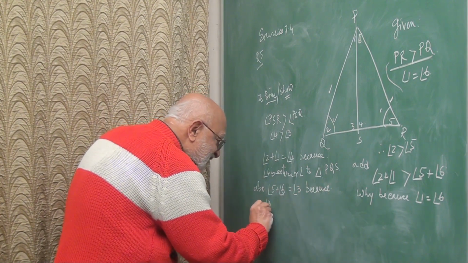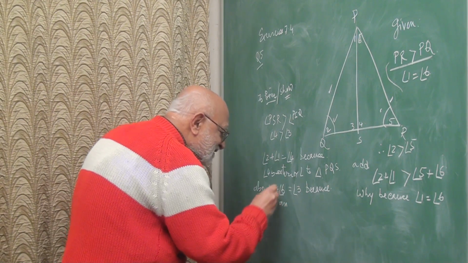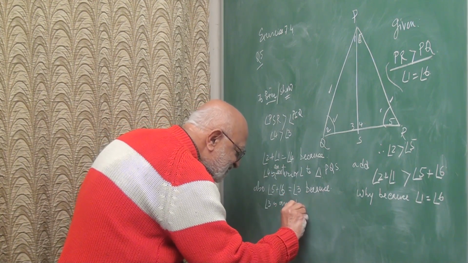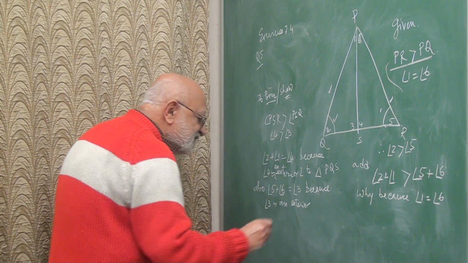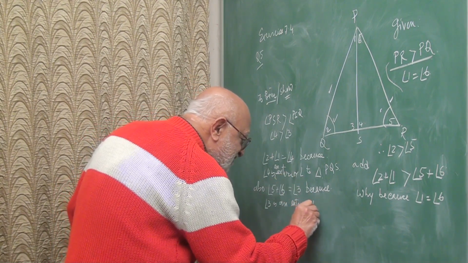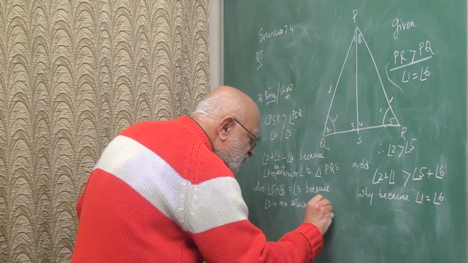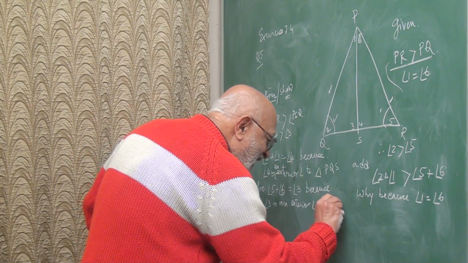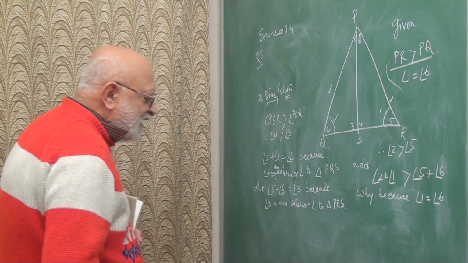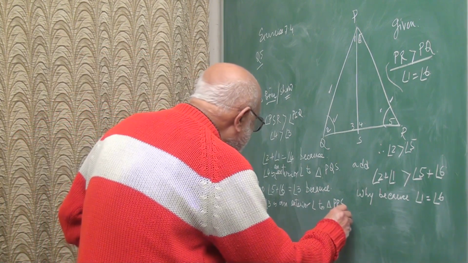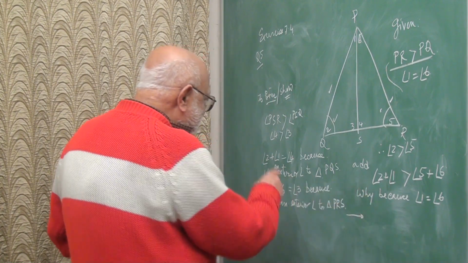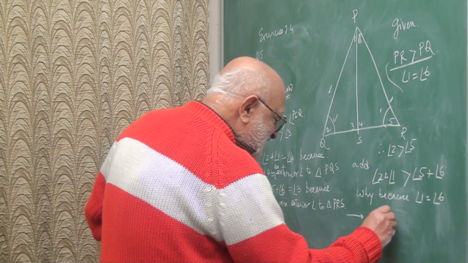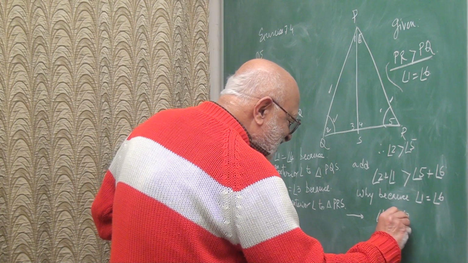Because angle 3 is an exterior angle to triangle, now this is PQS, this should be PRS. Okay, now let us come here and it will be easy to do it. This is angle 4, now would be greater than angle 3. Angle 4 would be greater than angle 3.